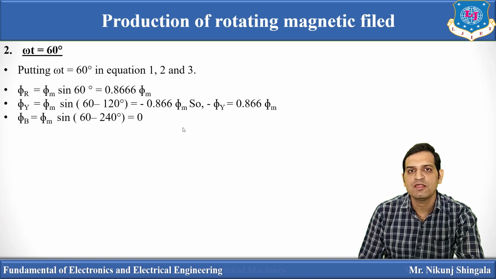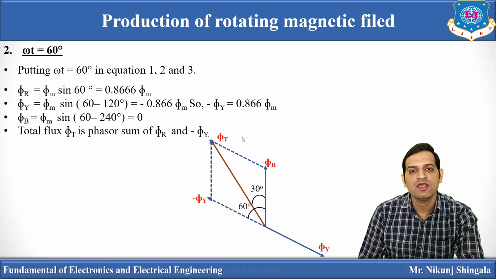Now in this case phi b is 0, so total flux phi t is the phasor sum of phi r and minus phi y. So again drawing the phasor diagram, phi b is neglected over here. This is phi r and phi y, again taking the reverse of phi y, that is minus phi y, in the exact opposite direction. Now as we have discussed, the angle between minus phi y and phi r will be 60 degree, and the angle between the resultant flux and phi r or minus phi y will be 30 degree.